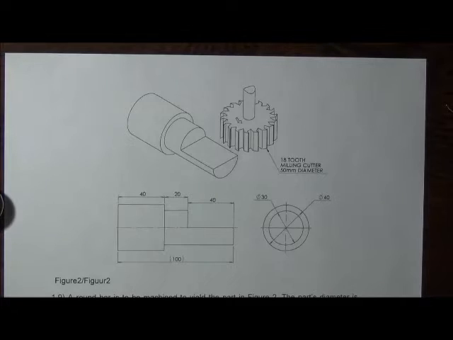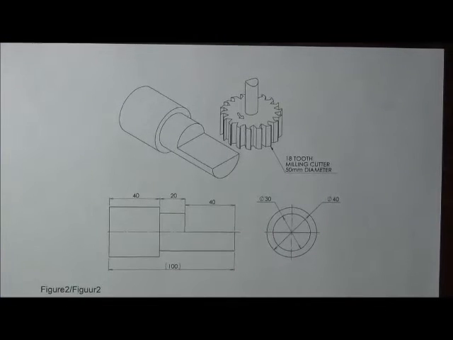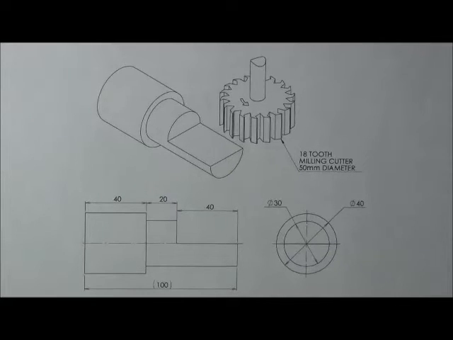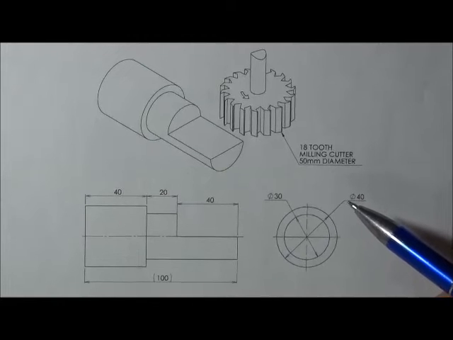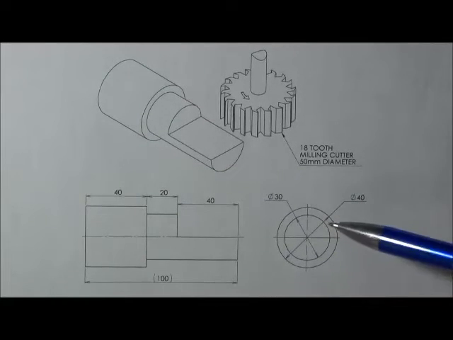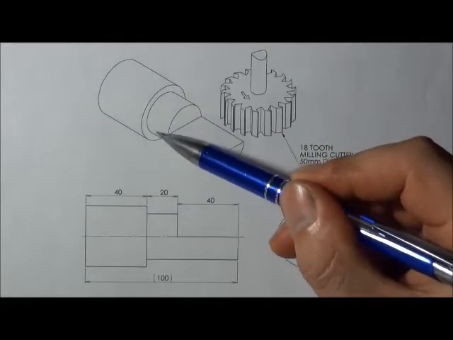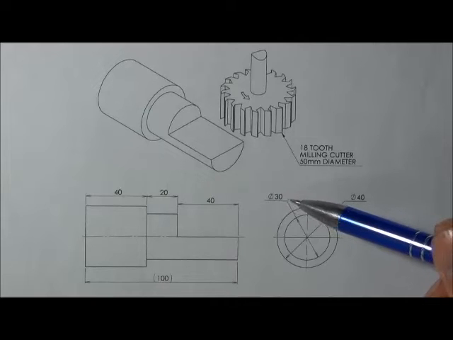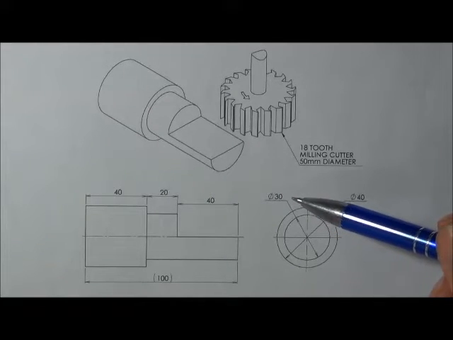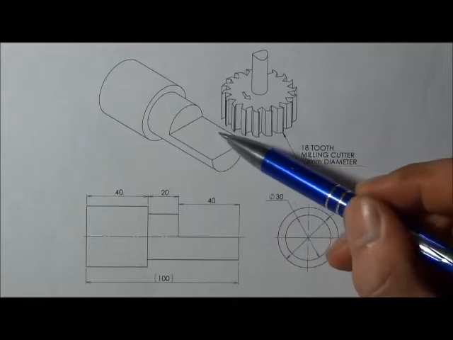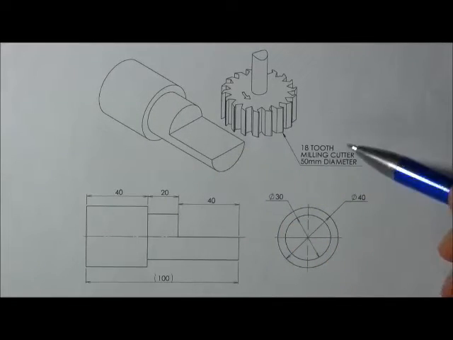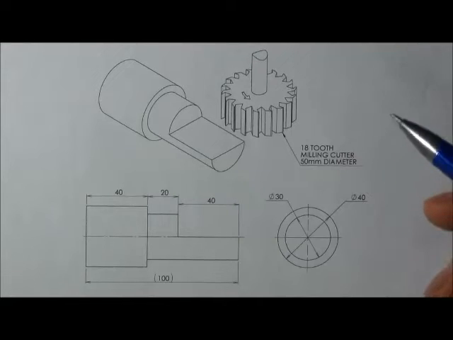So next we are at the machining, or turning and milling, questions. First let's have a look at this component. It has an initial diameter of 40. Then this front portion of the shaft is cut down to 30 millimeters in diameter. After that, a flat portion is machined in using an 18-tooth milling cutter.